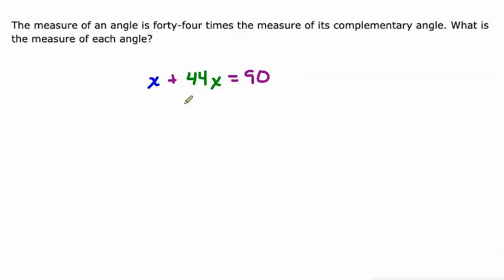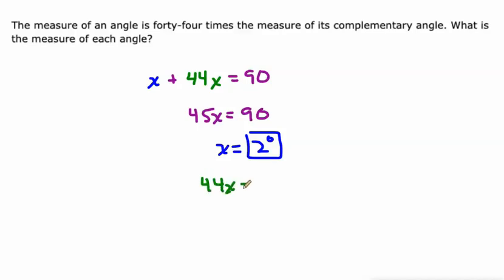Well, combine like terms, we get 45x equals 90. Then divide both sides by 45, and we get the measure of the first angle, which is 2 degrees. And then the measure of the other angle, which would be 44 times as much, would be 2 times 44, which would be 88 degrees. So those are the measures of the two angles.